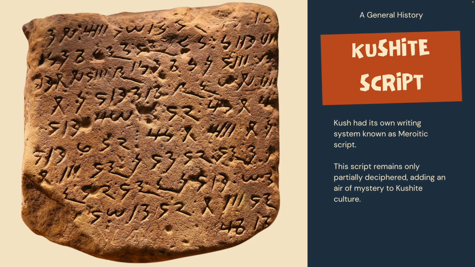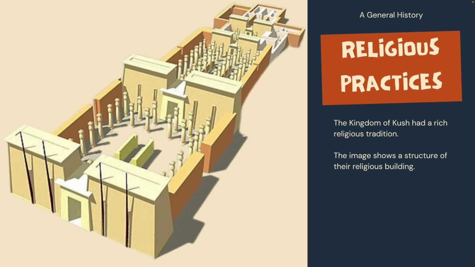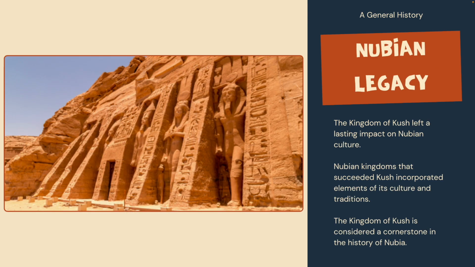Things like this were very commonplace in ancient Kush as a way of just keeping records of things that they did. Religious practices. So the Kingdom of Kush had a rich religious tradition, and the image there shows a structure of their religious building. Nubian legacy.